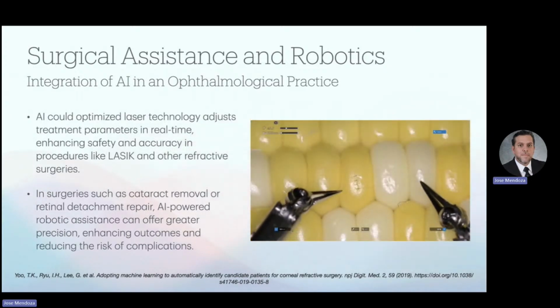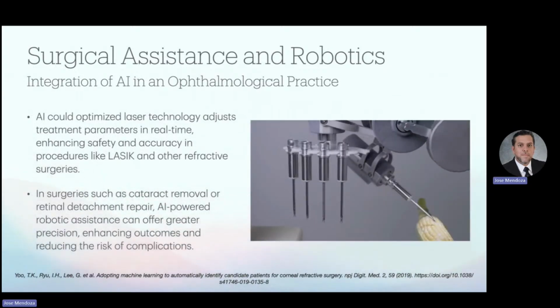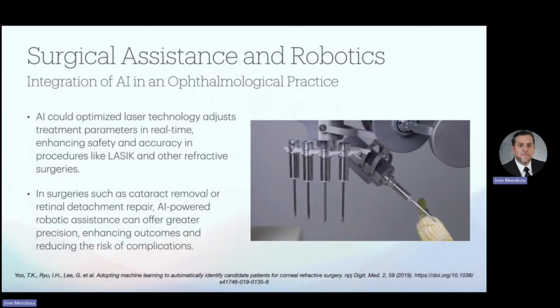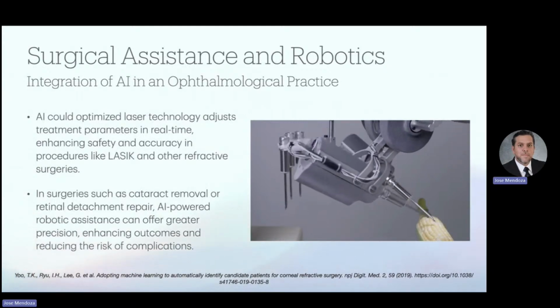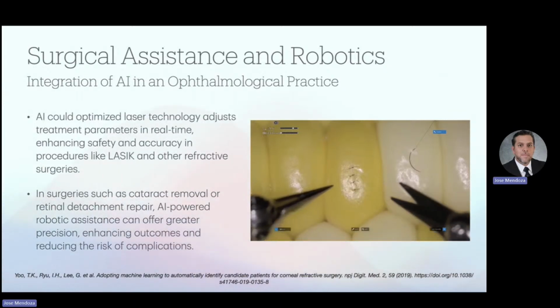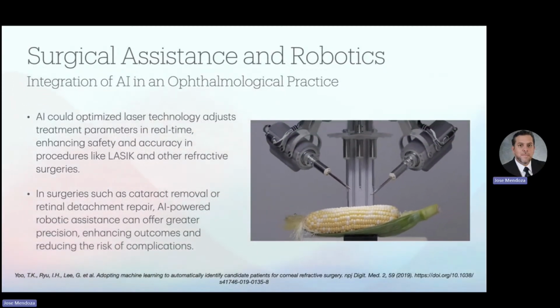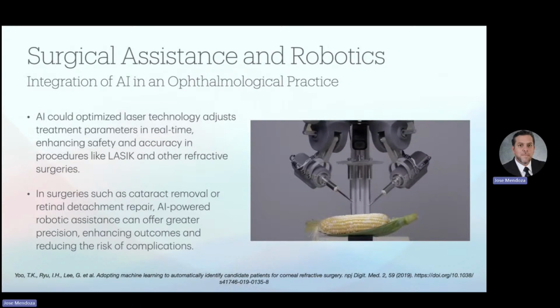In surgeries such as cataract removal or retinal detachment, this kind of robotic assistance will be really, really helpful. Procedures like LASIK and other refractive surgeries, it could optimize the treatment, it could optimize the parameters in real time, and that will enhance the safety and accuracy that we have in our surgical procedures.